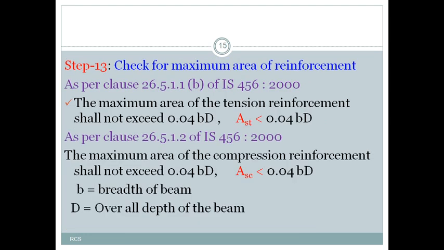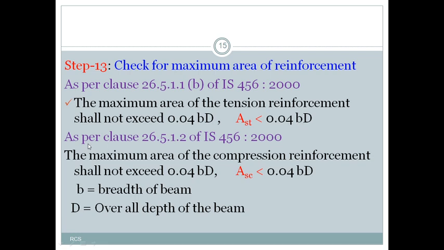As per clause number 26.5.1.1 of IS 456-2000, the maximum area of tension reinforcement should not exceed 0.04 BD. That means the maximum area of steel in tension that we obtained, that is Ast, should not exceed 4% of the gross cross-sectional area of the beam. That is, Ast is less than 4% of BD. That 4% we can write as 0.04 B into D.